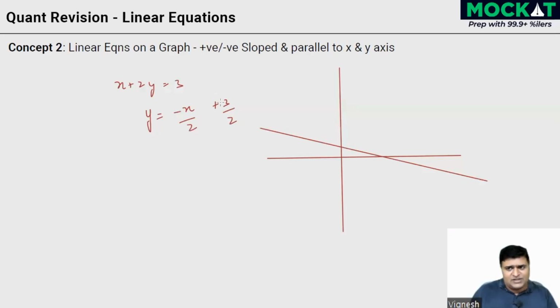But what is this plus 3 by 2 telling me? This plus 3 by 2, or plus 1.5, is telling me where it's going to be cutting the y-axis. So this here is going to be 1.5. And so this is the line we're going to get. Minus half, the slope, tells me that it is going to be a little flatter. More into these details in the coordinate lesson.